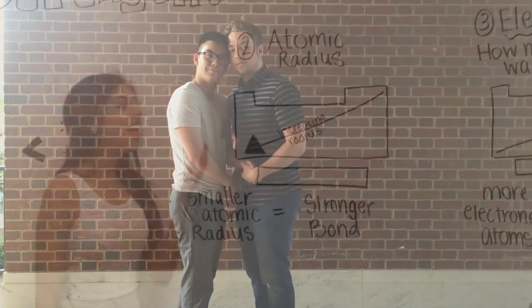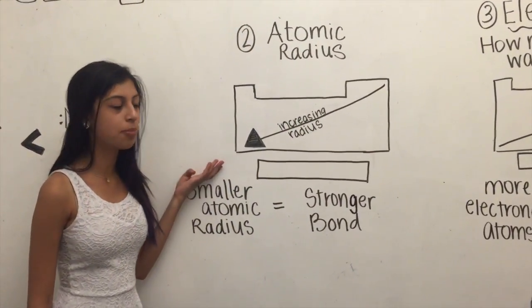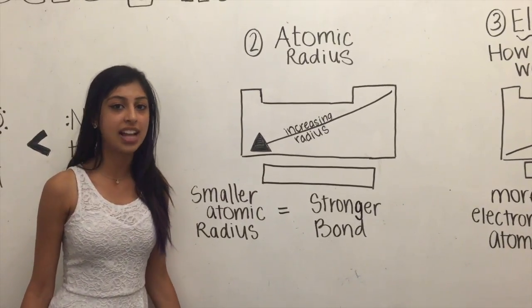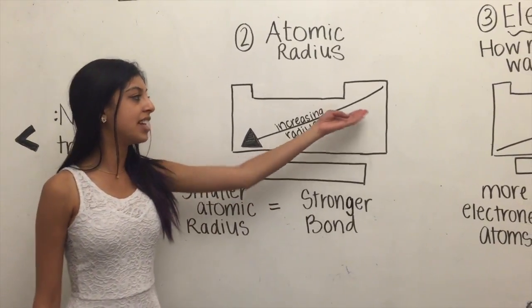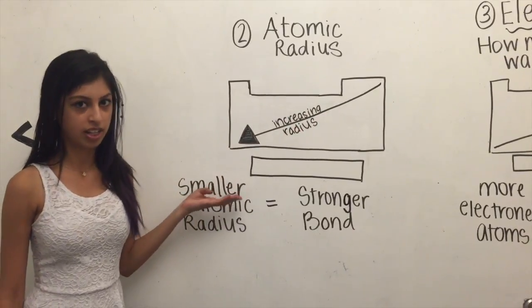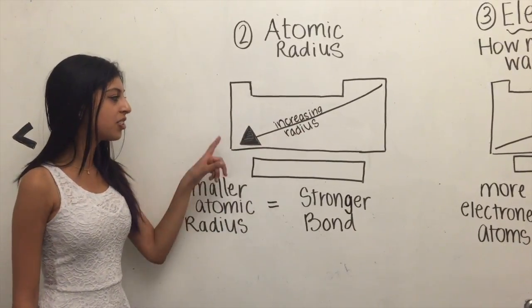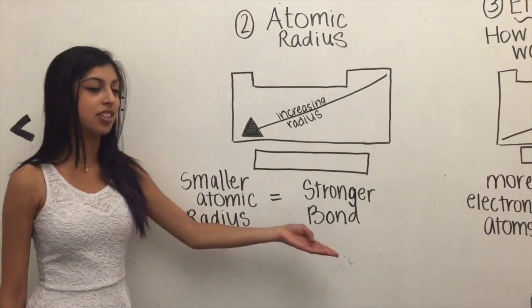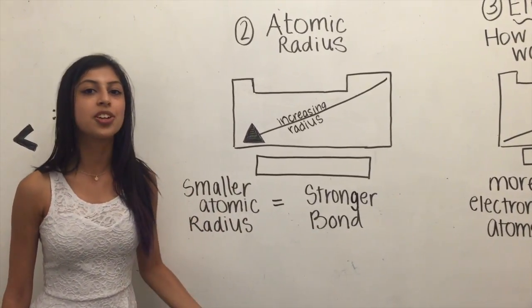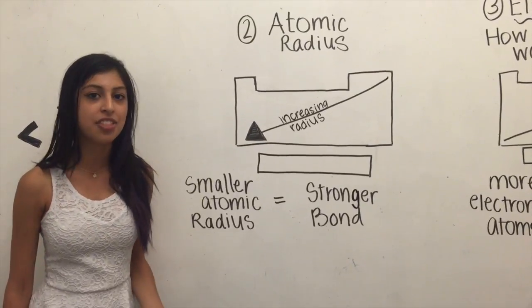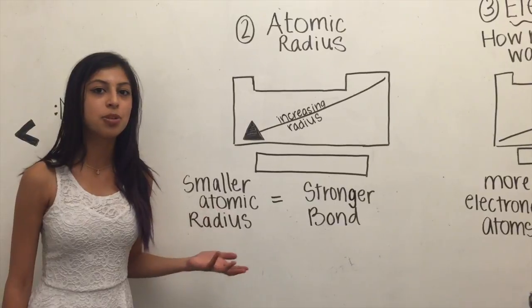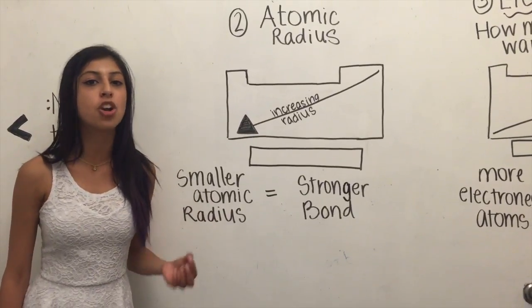We're so close. The second factor that affects covalent bonding is the atomic radius. The atomic radius refers to the size of an atom and follows a downward and leftward trend across the periodic table. And as you get to a larger radius, you have a weaker bond. So a smaller atomic radius yields a stronger bond. This occurs because the atoms are closer together when their atomic radii are smaller, and that results in a tighter, stronger bond that's much harder to break apart.